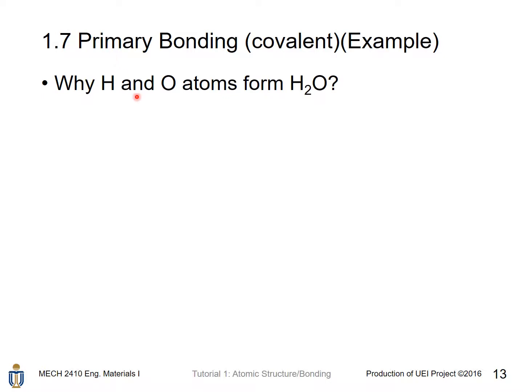You may want to ask why hydrogen and oxygen atoms will form H2O. The reason, as I just mentioned, is that by sharing those outermost shell electrons, they can both form stable, chemically stable species. And in this way, they form molecules.